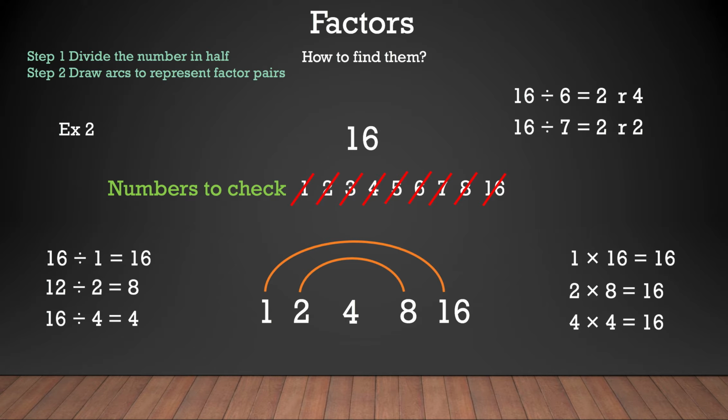Now to verify, let's take a look. 16 divided by 6 is 2 remainder 4, and 16 divided by 7 is 2 remainder 2. Okay, so therefore, since they both have remainders, those are not factors of 16, and there is your final answer. The 1, 2, 4, 8, and 16 are factors of 16.